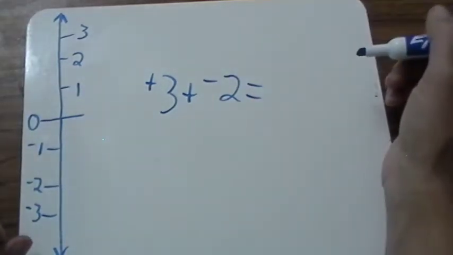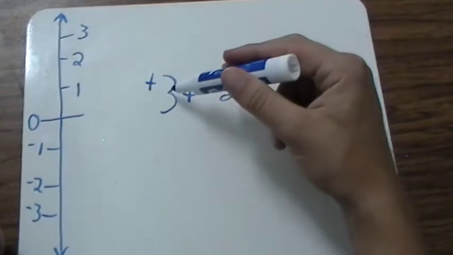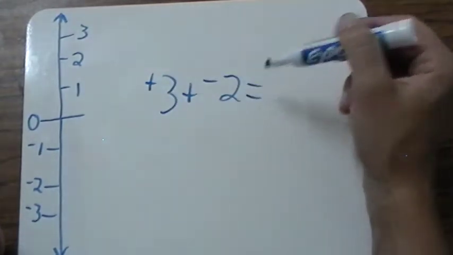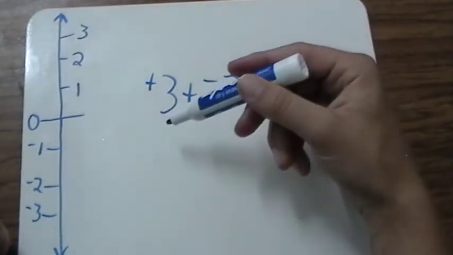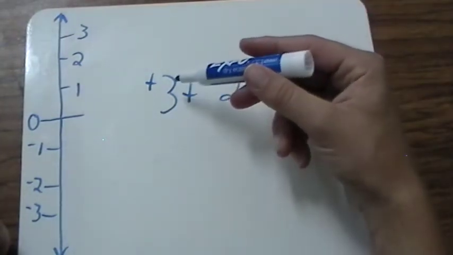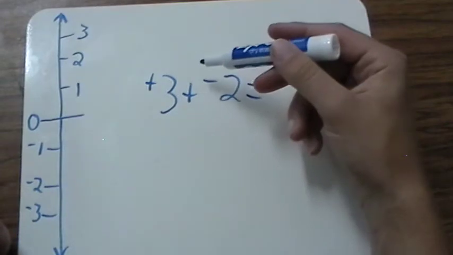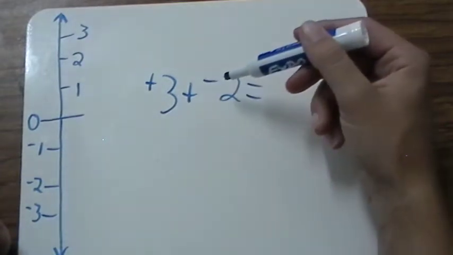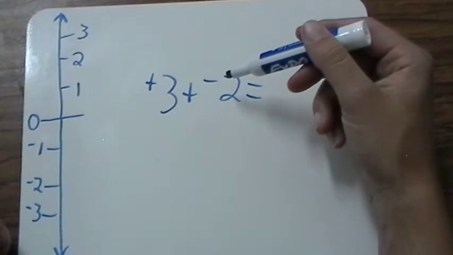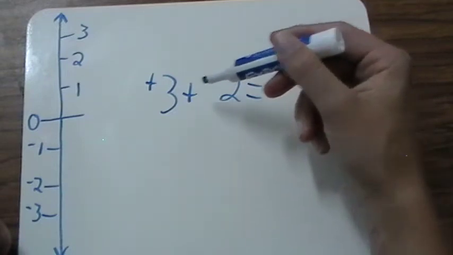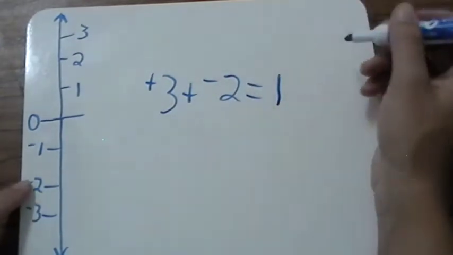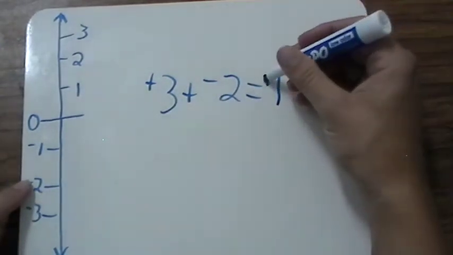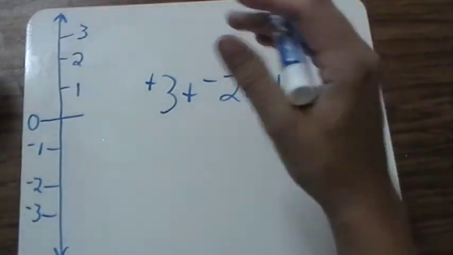So you can think about it this way. Positive 3, negative 2. I like to think about debt. So if I give you $3, but then I borrow $2 from you, how much money did I actually give you? If I gave you $3, but then I borrowed $2, 1. You still have one more dollar. Okay?